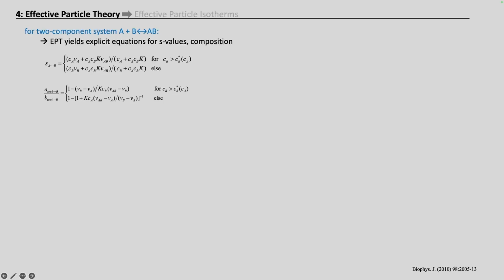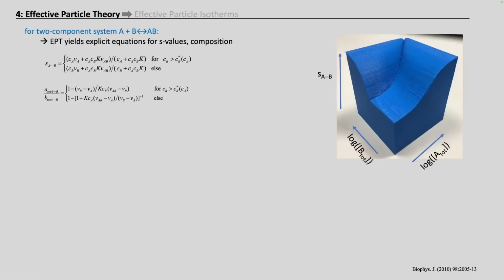For simple interacting systems of two components, the effective particle theory leads to closed analytical expressions for the reaction boundary S value, its amplitude, and its composition, which describe the entire concentration space at once. And this is how the isotherm of reaction boundary S value looks like as a function of concentration of components. The one that sediments slower than free, which is called A, and the one that sediments faster than free, which we call B, on a log scale. And what we have just examined in the animations is a titration series of constant A and increasing B.